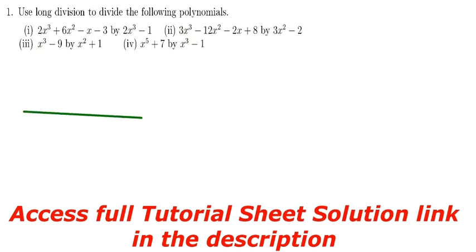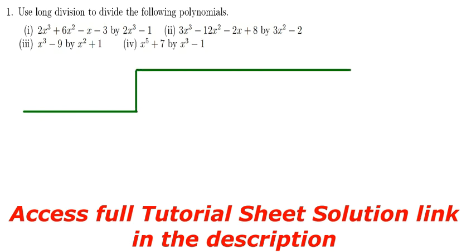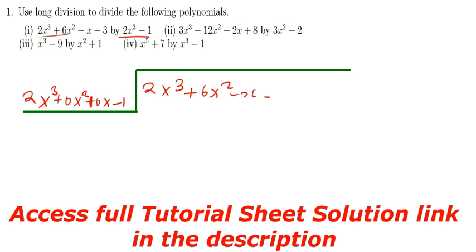So long division, I hope you are familiar with it. It's not something that is complicated, but we need to know and follow these simple steps. So this divisor is the one which is going to be here, 2x to the power 3. But after x to the power 3, there is x to the power 2, so it will be 0x to the power 2. After x to the power 2, there is just x, then minus 1. Then this guy has to be here: 2x to the power 3 plus 6x squared minus x minus 3.